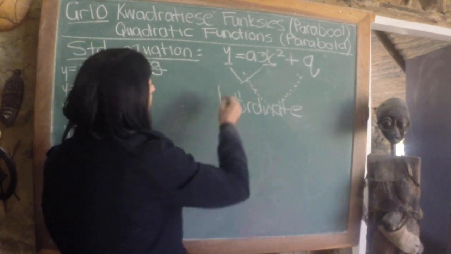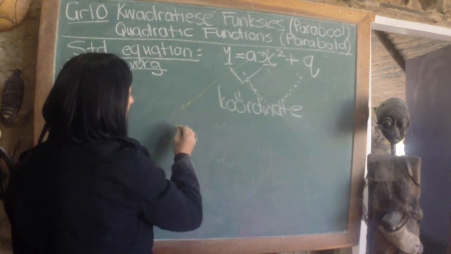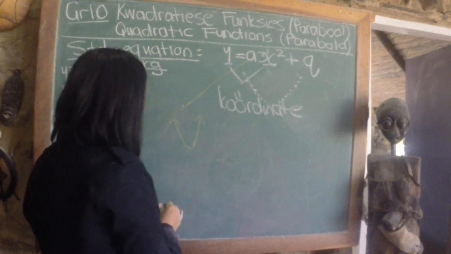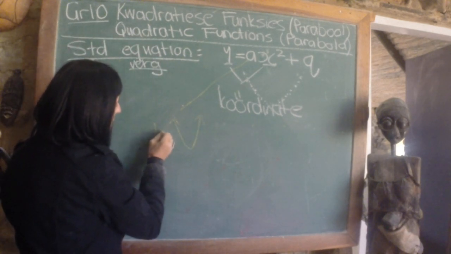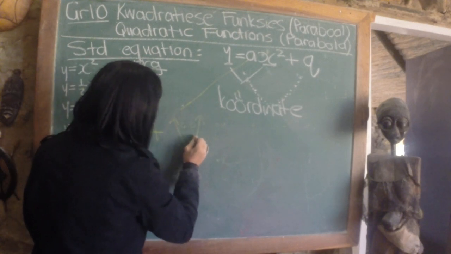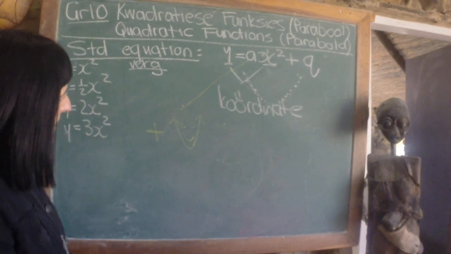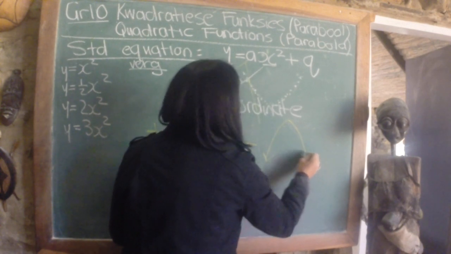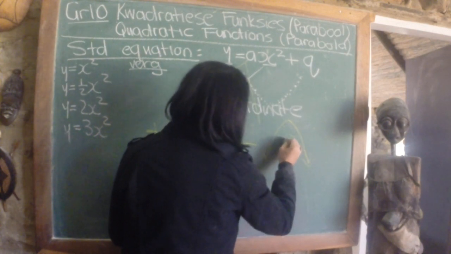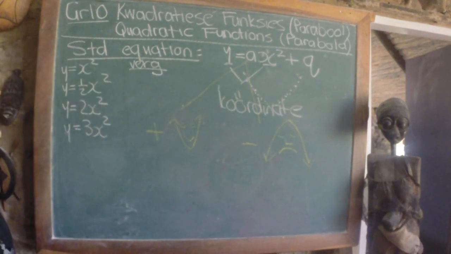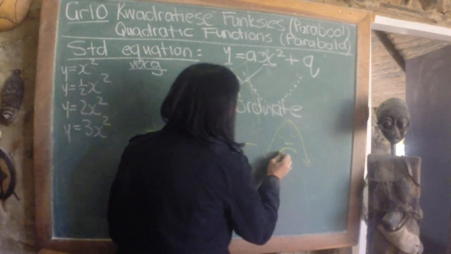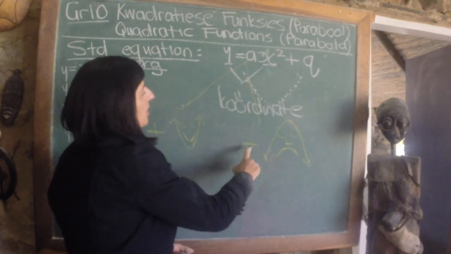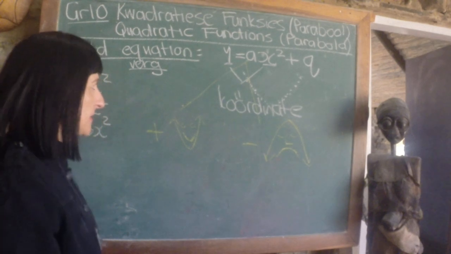Dan A is the one that determines if it's a smiley face. If A is positive, it's a smiley face. That's a parabola. If A is a negative, then the parabola is a sad face. Can you see the happy face and the sad face? So if A is positive, it's a happy face. As A negatief is dit 'n sad face.